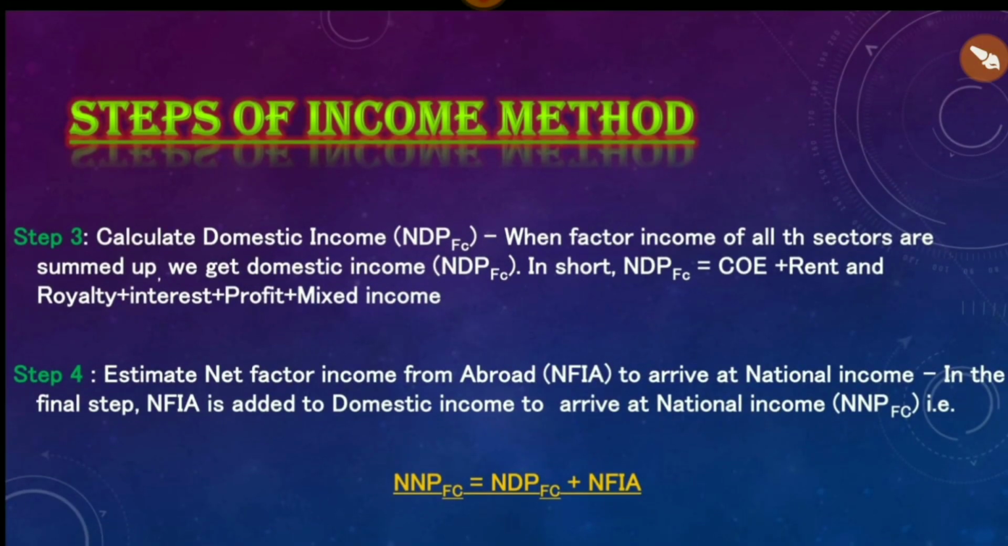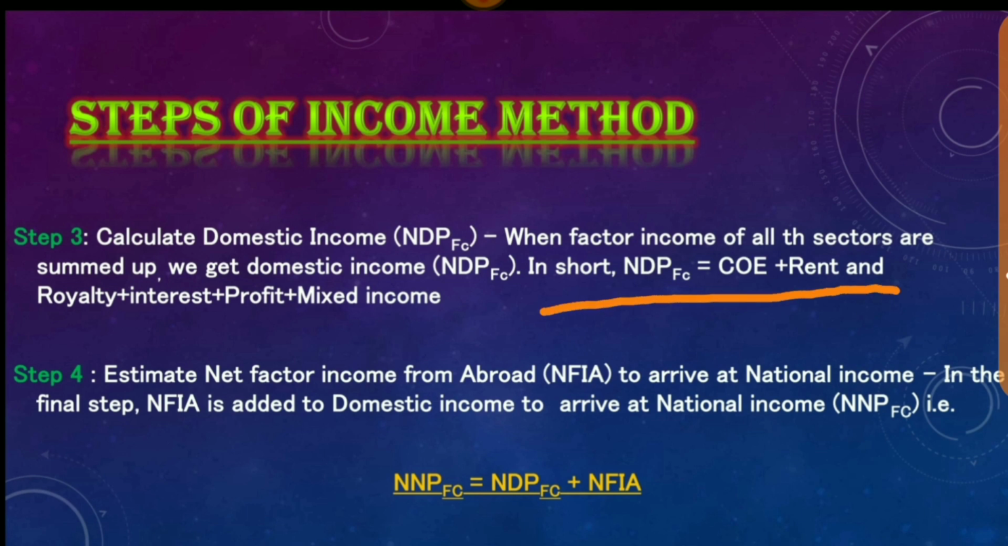In the third step, calculate domestic income, NDPFC. When factor incomes of all the sectors are calculated, we get NDPFC. NDPFC is equal to compensation of employees plus rent and royalty plus interest plus profit plus mixed income. In short, we can say that NDPFC is a calculated figure of compensation of employees, operating surplus and mixed income. And the last step is to add NFIA to NDPFC to arrive at national income.